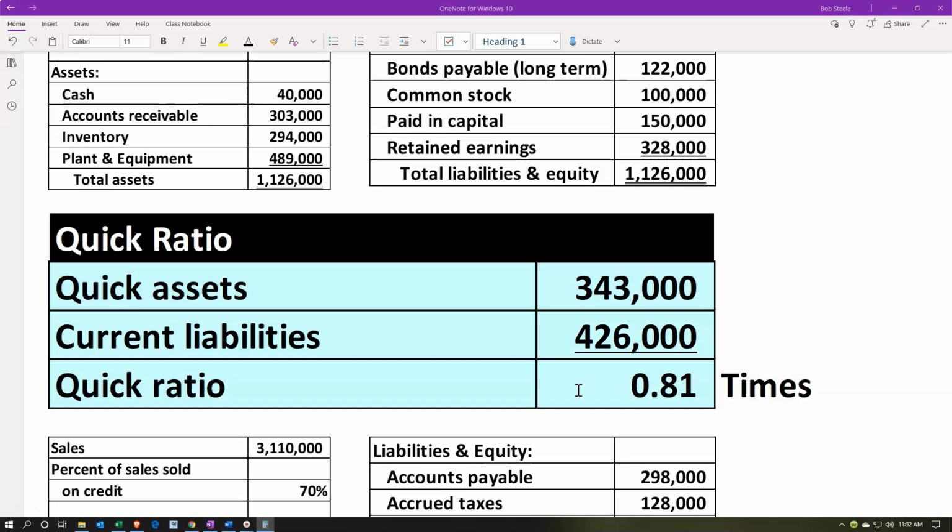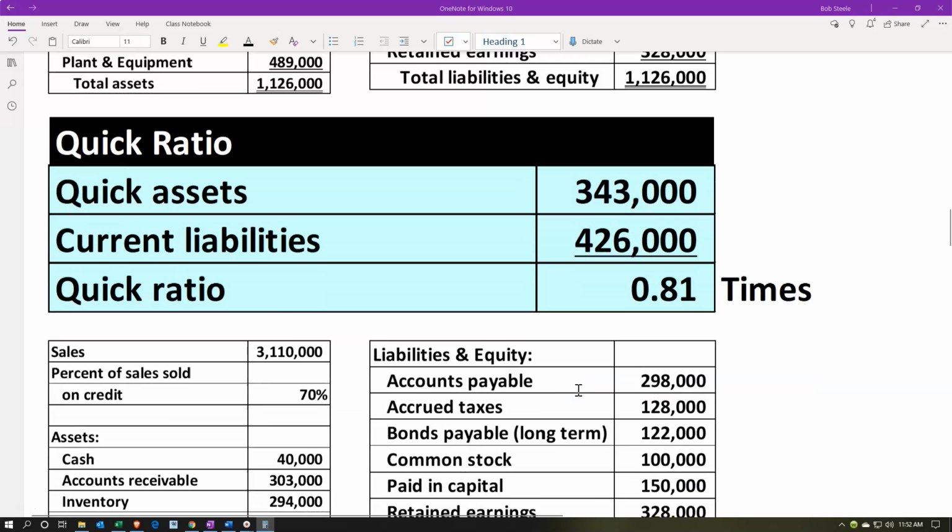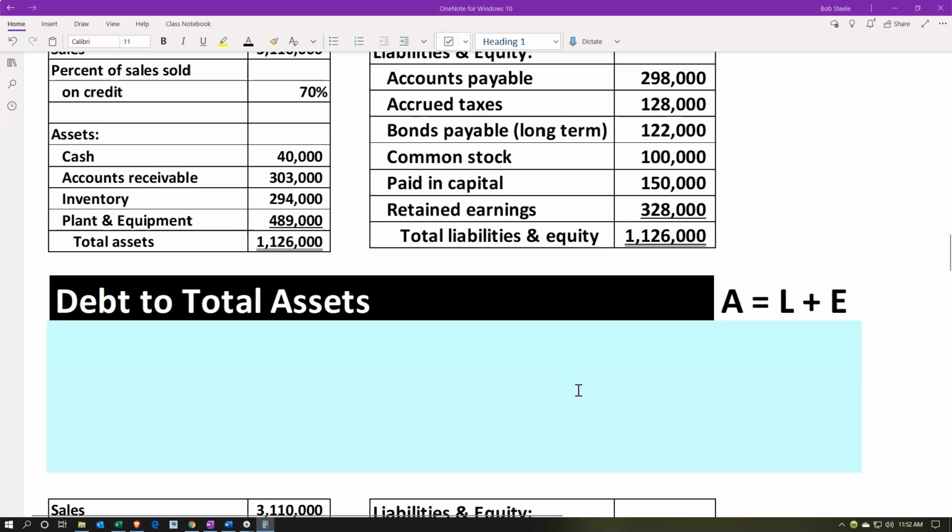So if you're a bank, or if you're the company, you're typically thinking that the higher the number, the better. It gives you more cushion to make sure that you can pay off those current obligations that are going to be coming due.